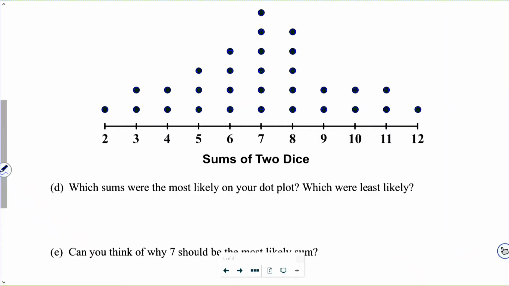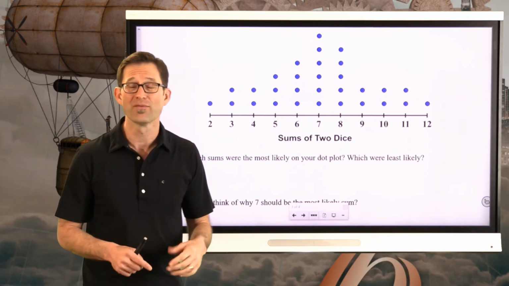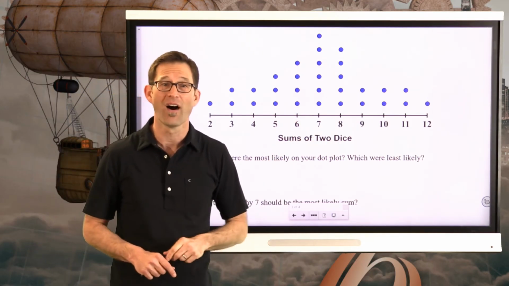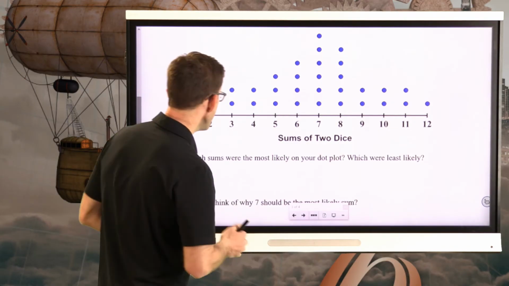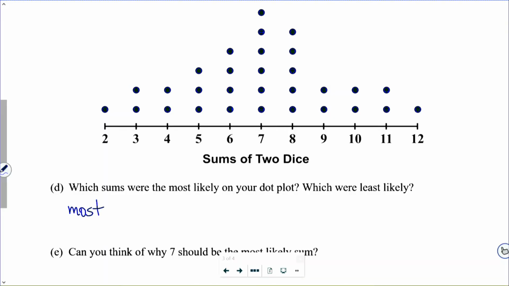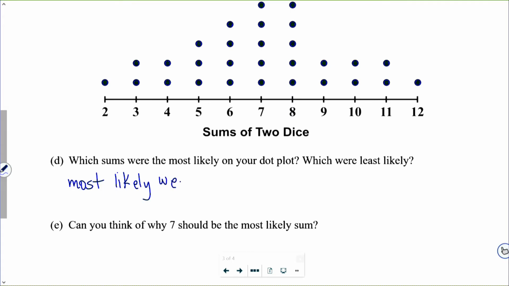And then that really gets into letter D. Which sums were the most likely on your dot plot? Which were the least likely? Now again, this kind of depends on your particular dot plot. You may have done 30 rolls and never gotten a sum of 9, in which case, for you, that would be the least likely sum in your particular experiment. For me, the sums that were most likely were things like 6, 7, 8. Least likely were like 2 and 12, right?